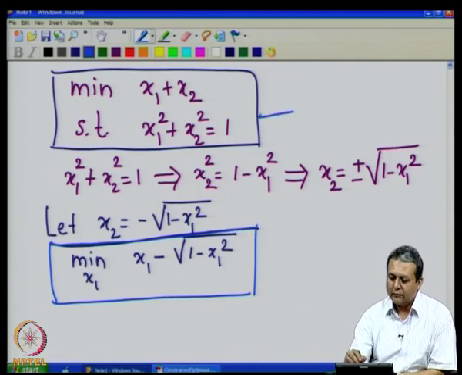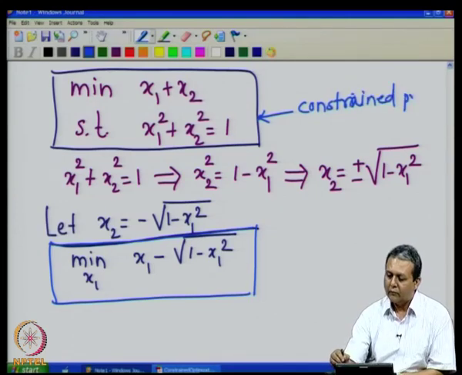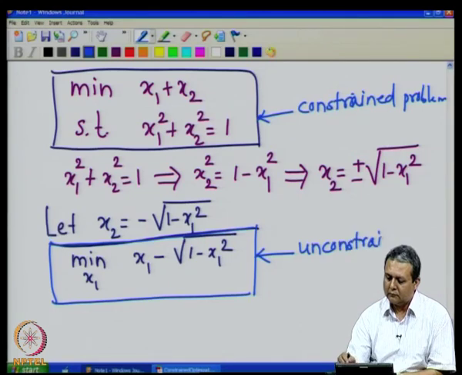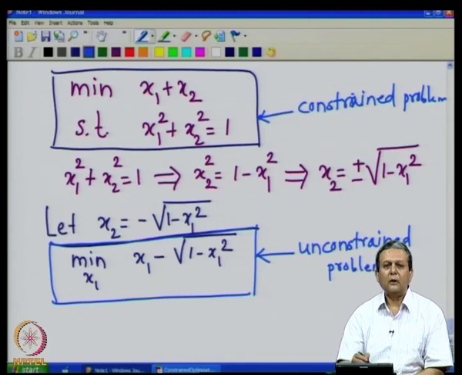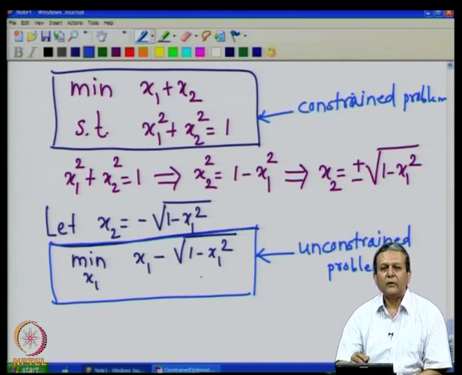So, this was the constrained problem, and this is now the unconstrained problem. Now, we already know how to solve these unconstrained optimization problems. So, we take the derivative of this objective function, equate it to 0, and see the candidates for the local minima.